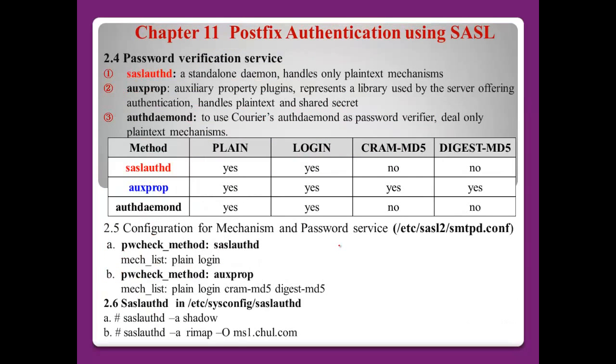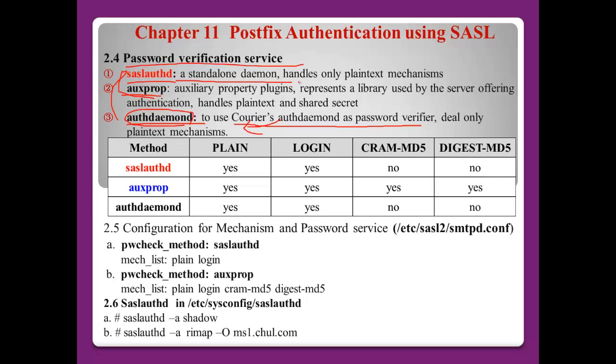To verify the password, I already told you SASL normally uses the username and password to verify authentication. To verify the password, there are three kinds: saslauthd, auxprop, and authdaemon. Normally authdaemon can be used to support the Courier password. In this video, I will not use this one. Normally we use two kinds, saslauthd or auxprop.